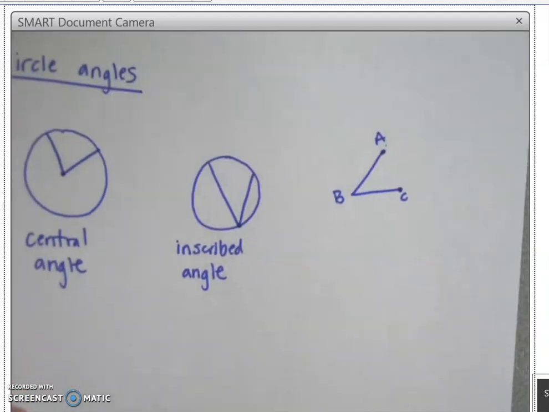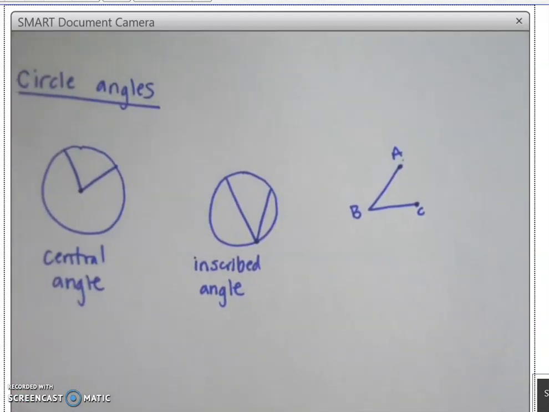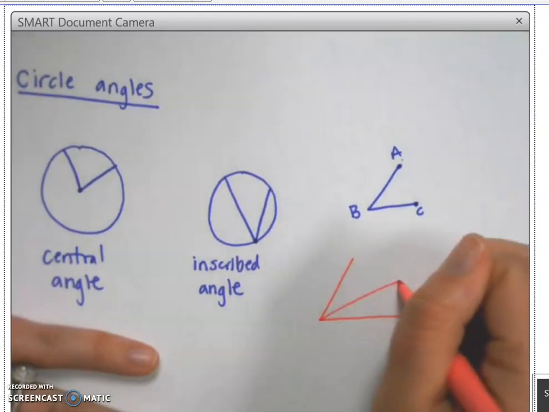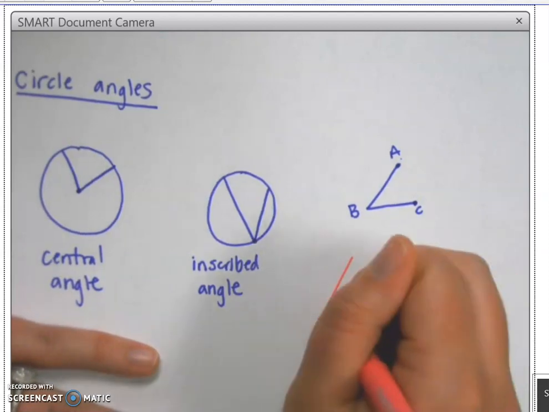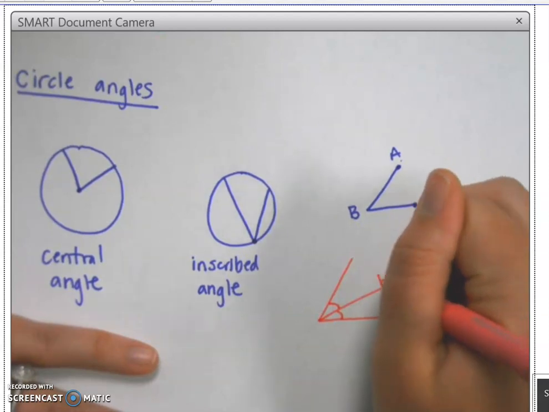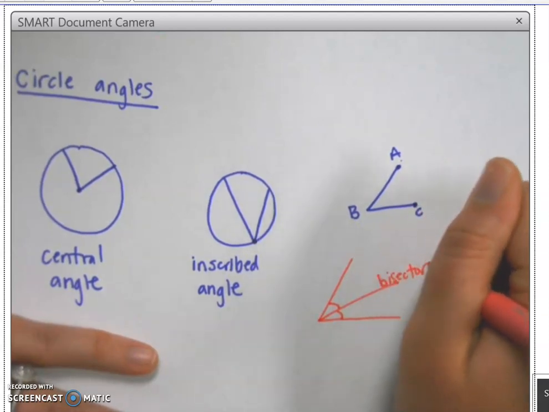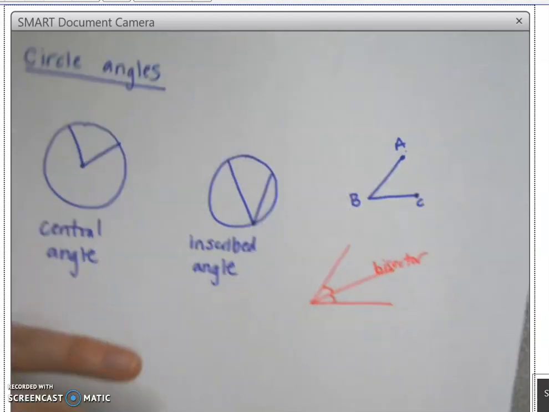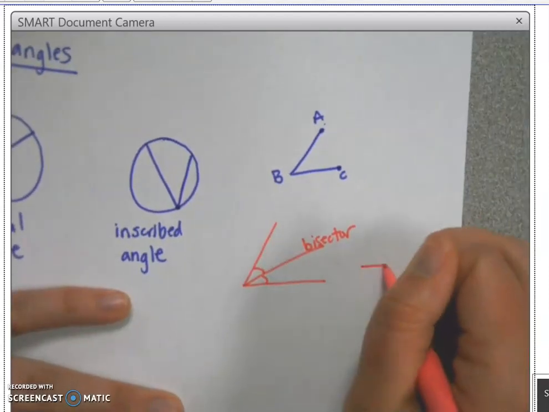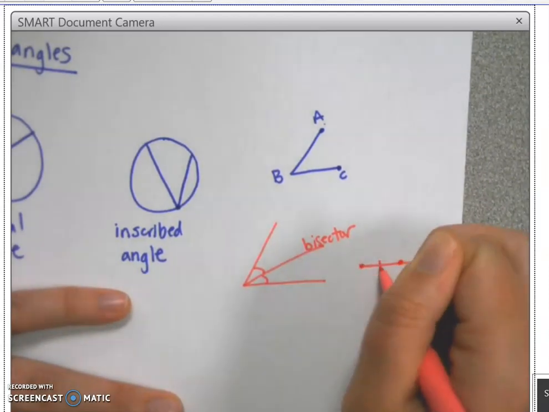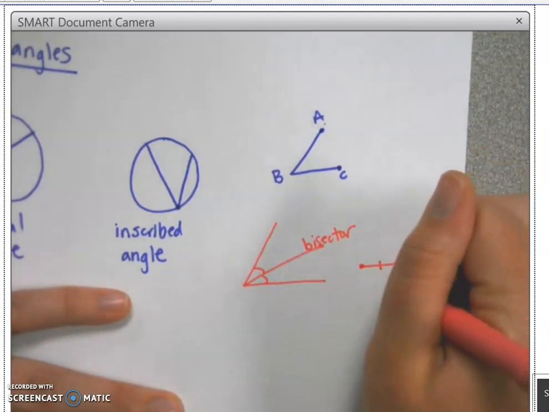All right, some other angles I want you to know about. When angles are split in half, so for instance, if a line splits an angle in half, so this side is the same as this side, this line is called a bisector. Splits your angles in half. A midpoint will split a line segment in half. So if this is split in half so that this side equals this side, this is a midpoint.